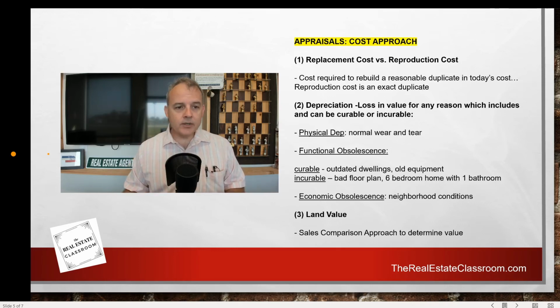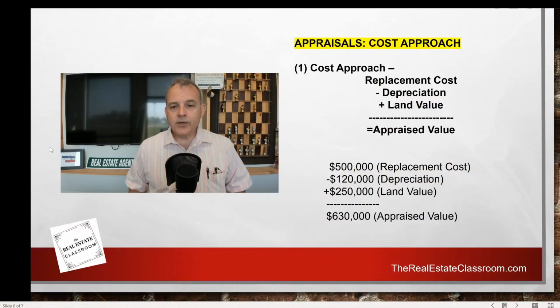Now let's put numbers to it. So on your screen, we have the formula. You have to know this formula for your real estate licensing exam. You just do. So just commit it to memory. But let's put numbers to this formula.